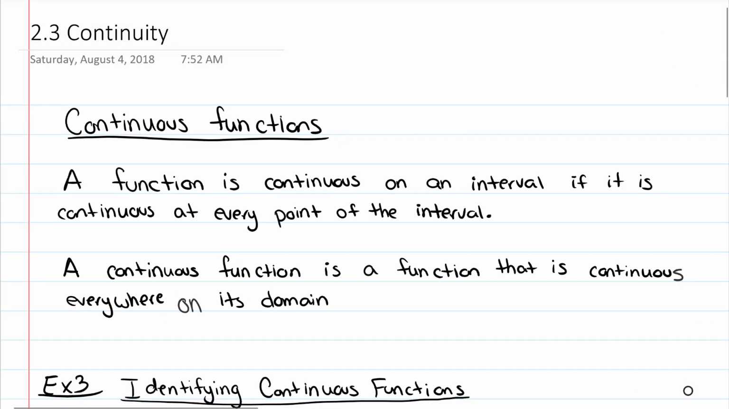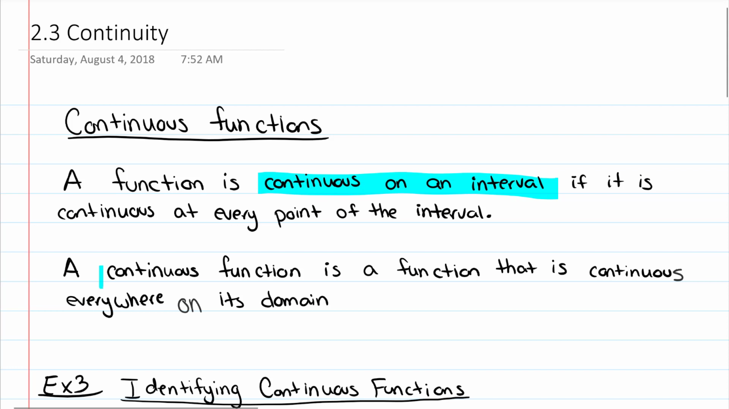In this video, we're going to talk about continuous functions and parent graphs that we can use to determine a continuous function on an interval and determine domain and range about those continuous functions. A function is continuous on an interval if it is continuous at every point of the interval. So the important part here is that it's continuous on an interval. And that's very important because we can actually restrict and piece up that interval to make it continuous.